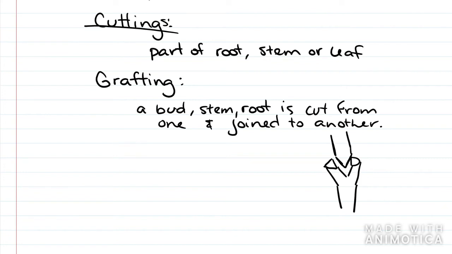Once they put them together, they're actually going to wrap it with tape. And they're going to let this plant that's still alive and growing, it's going to actually grow onto this one and combine them so that this tree or this plant is providing the nutrients for the one that was cut.